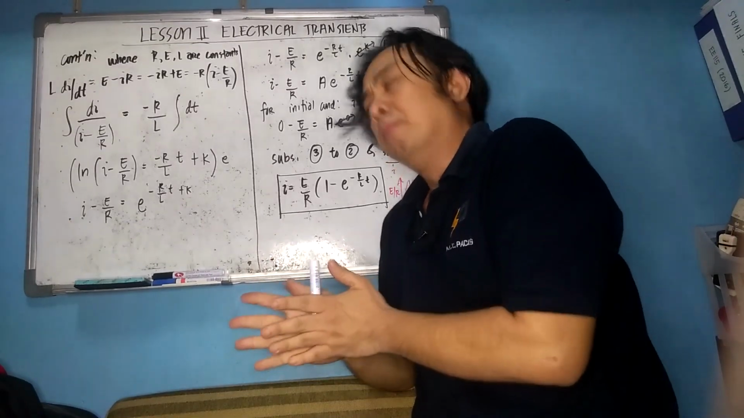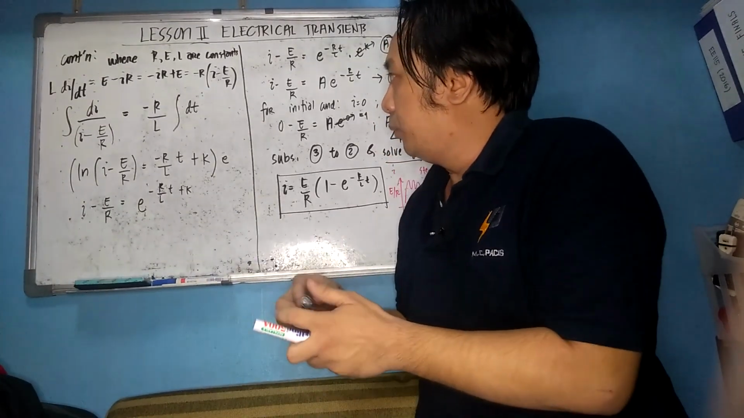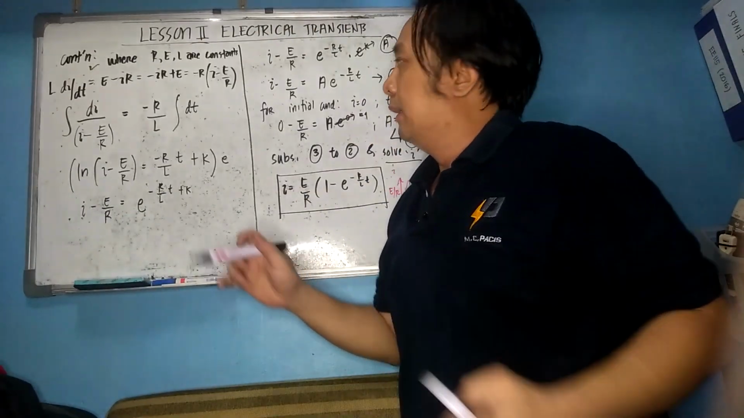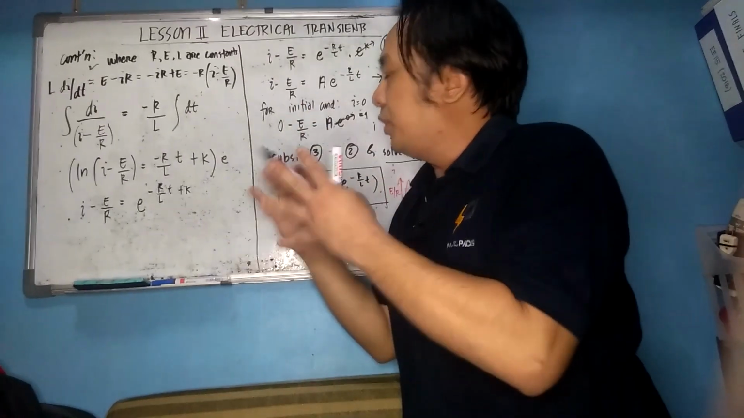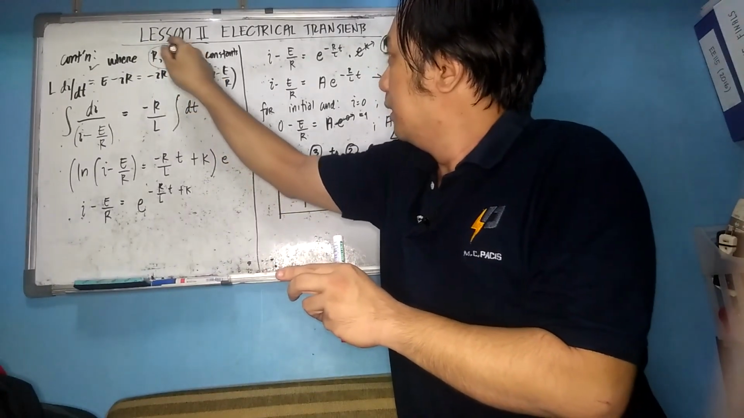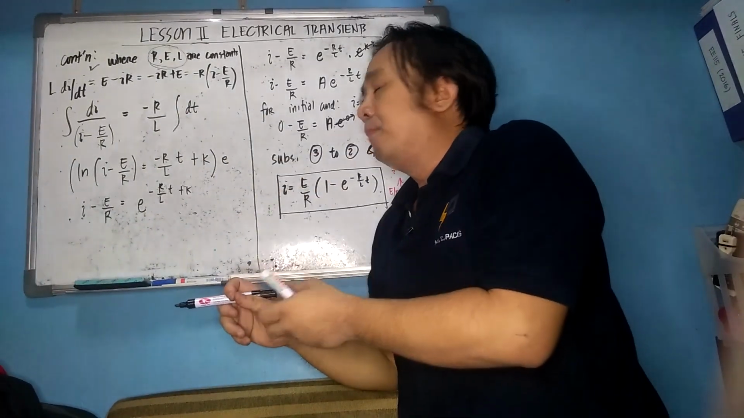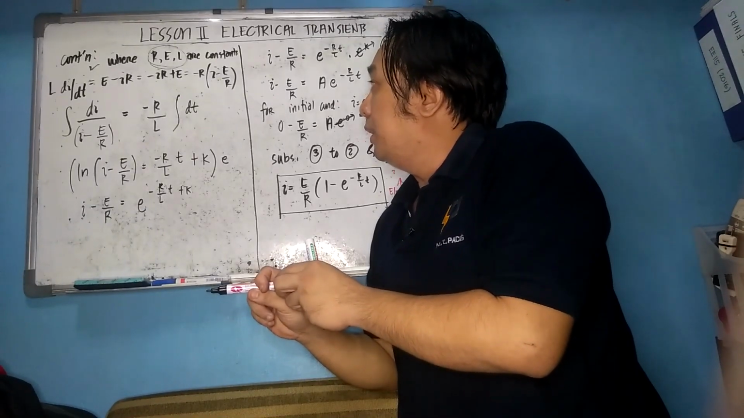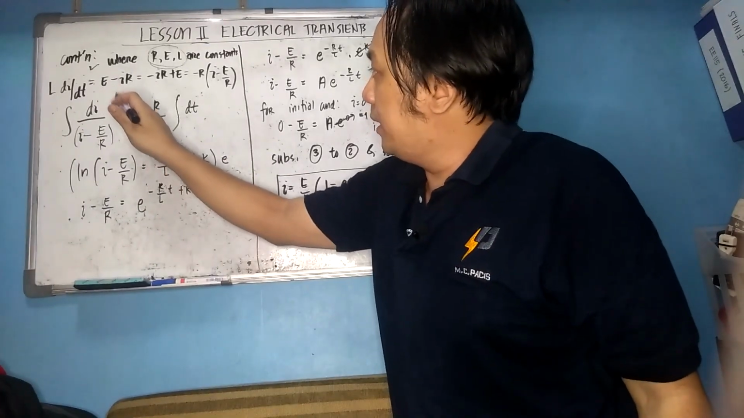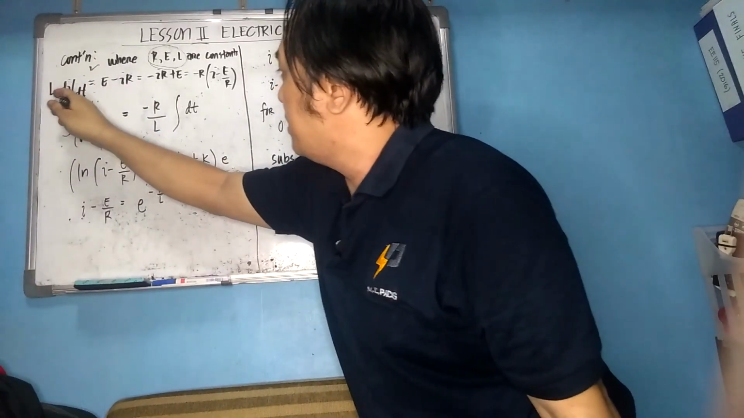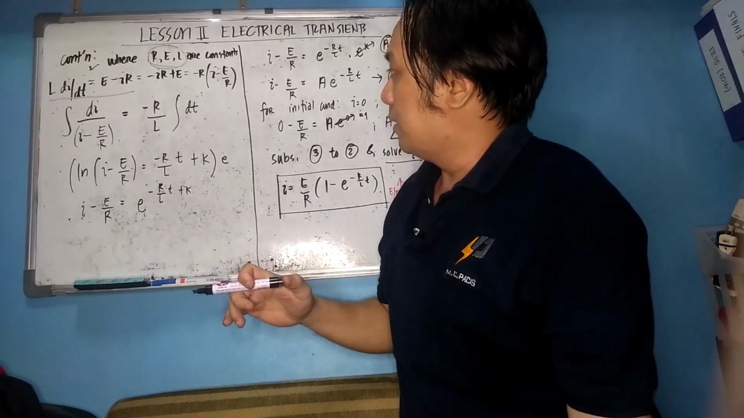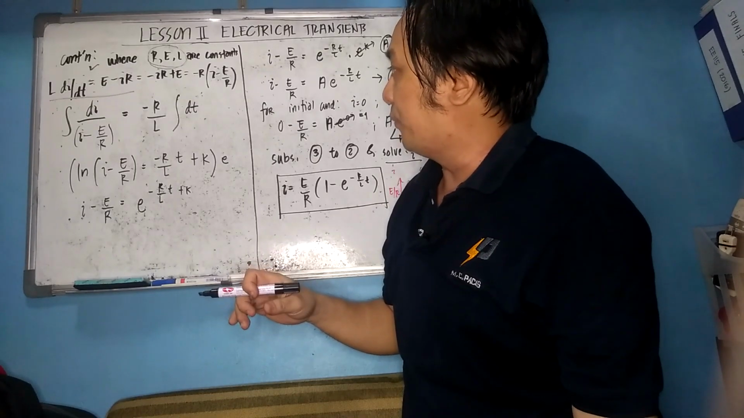Now, to continue, from our last slide, we stopped here: we need to get the transient current dependent on the constants R, E, and L, or the resistance, the total voltage E, and L, which is the inductor. So for this, we have this equation from the last slide, and we can still simplify this further.